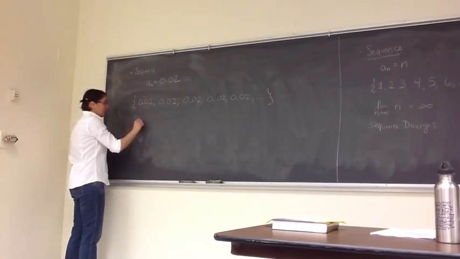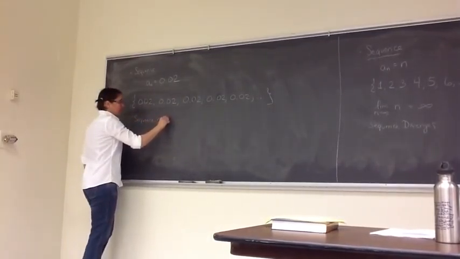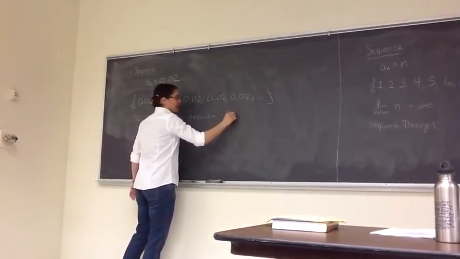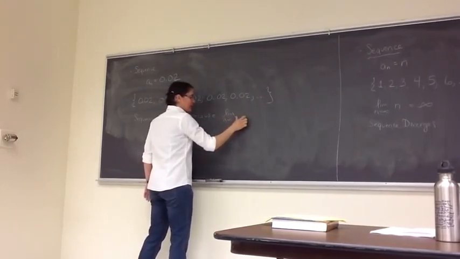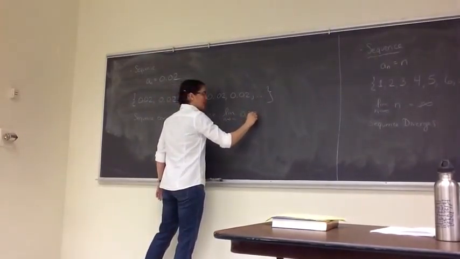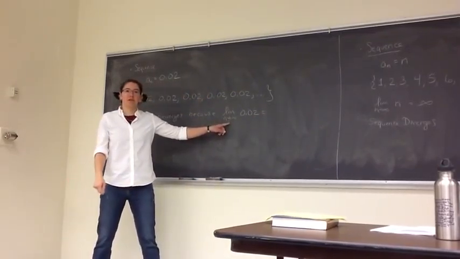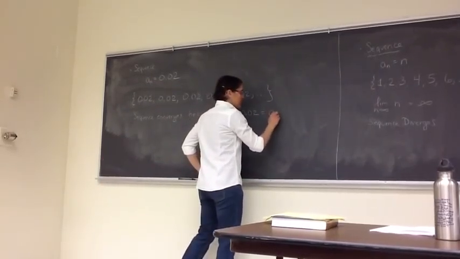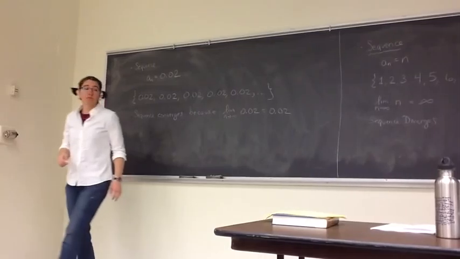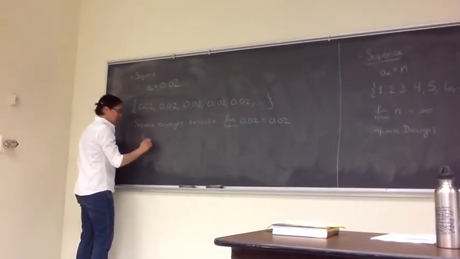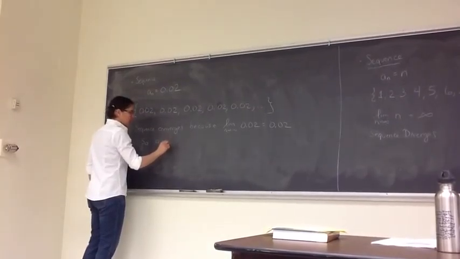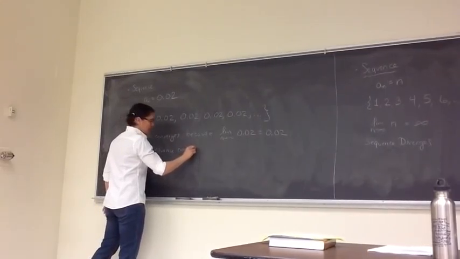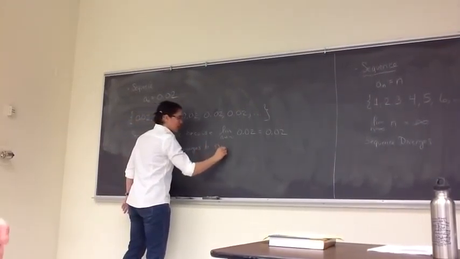Now, this sequence converges, because the limit as n goes to infinity of 0.02 is 0.02. As n goes to infinity, absolutely nothing happens to this number, and so this sequence converges to 0.02. It converges because our limit is equal to a number, and so the sequence converges to the number 0.02.